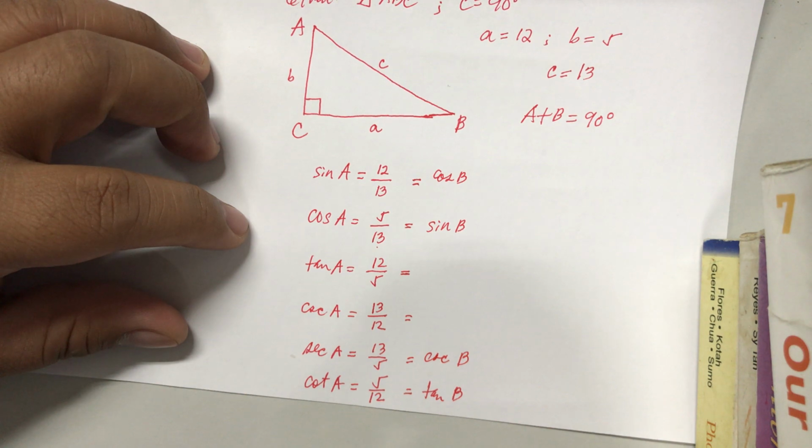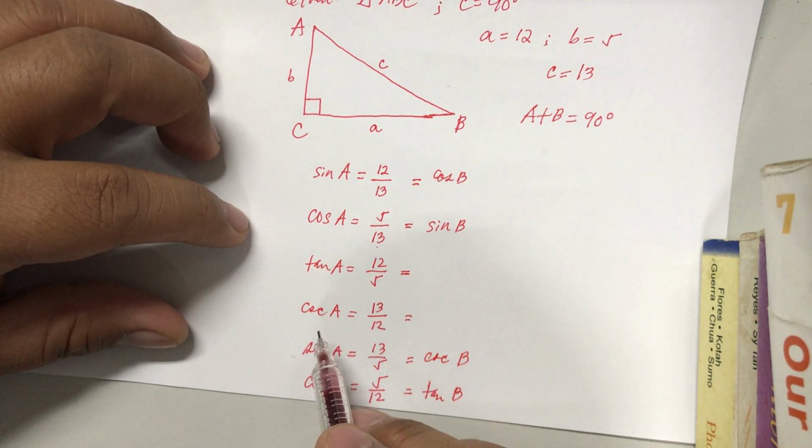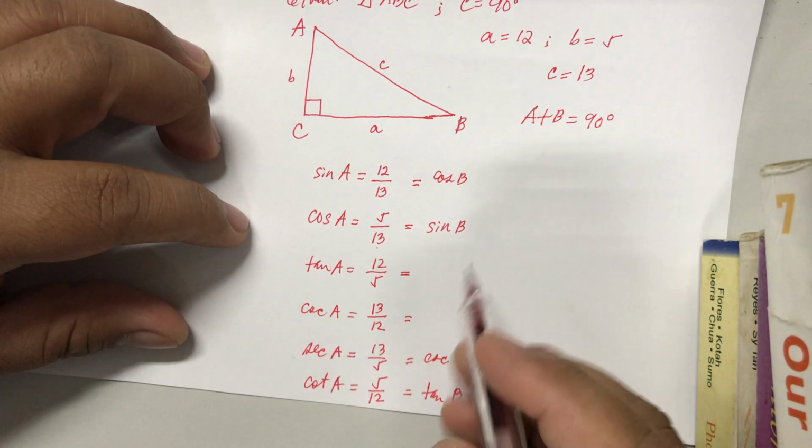Okay, next. Secant of angle B. Secant of angle B is the reciprocal of cosine of angle B. Since cosine of angle B is equal to 12 over 13, it follows that secant of angle B is 13 over 12. 13 over 12 is equal to cosecant of angle A. Therefore, secant of angle B is equal to cosecant of angle A.